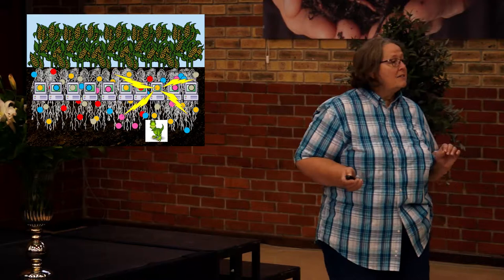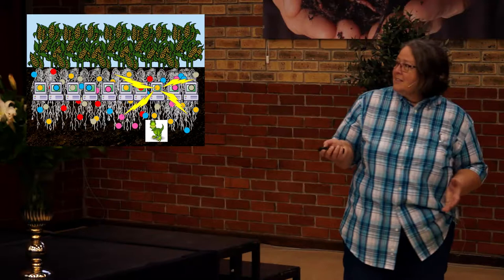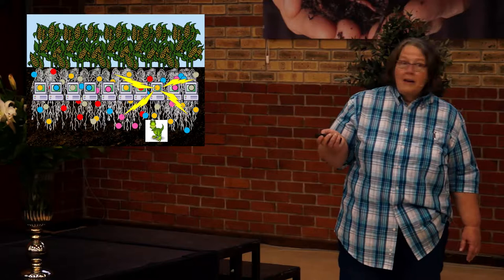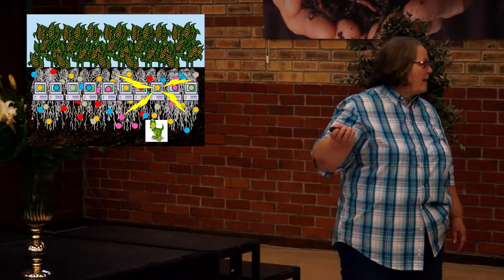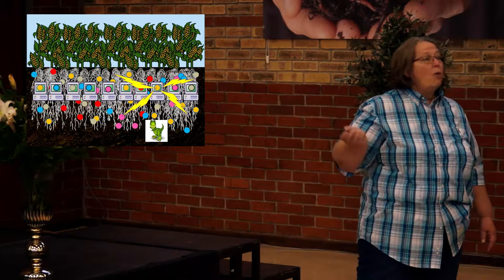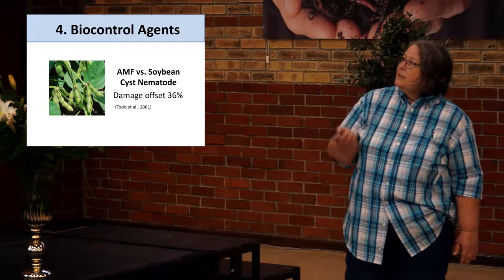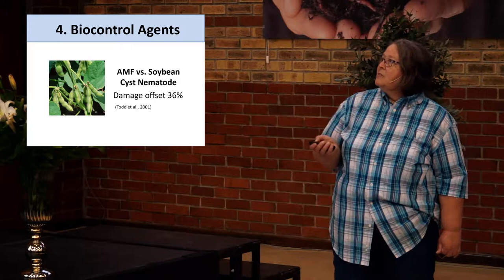Now when the nematode says, this plant isn't tasting so good, I'm gonna go chew on somebody else, the next plant has already got its defenses activated. The next one does too. He's got to go further before he finds a naive victim that has not already activated his defenses, and then the whole thing happens again. So let's take a look at some data. AMF versus soybean cyst nematode. Damage was offset or reduced 36%.